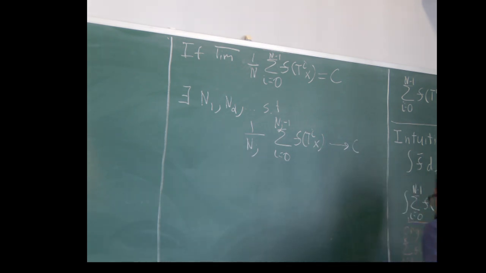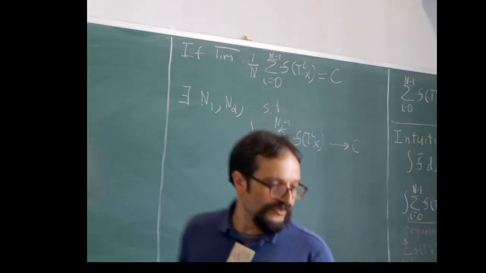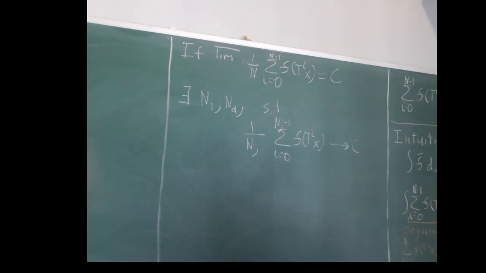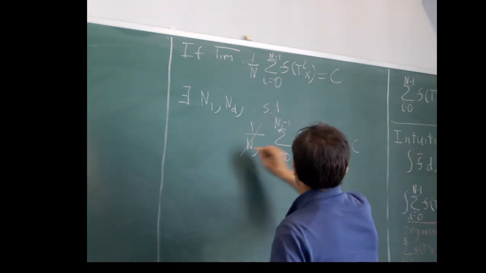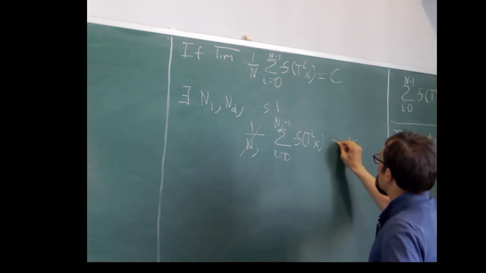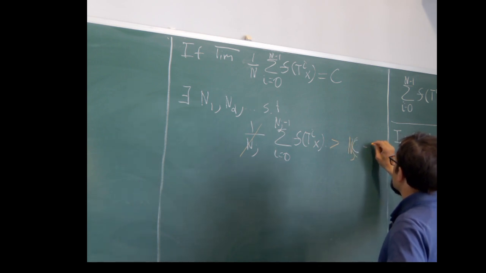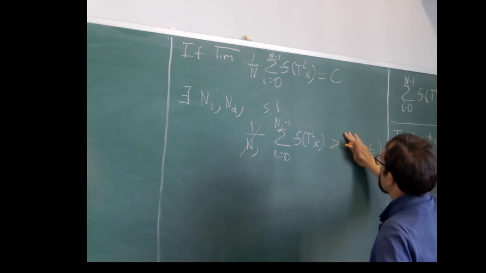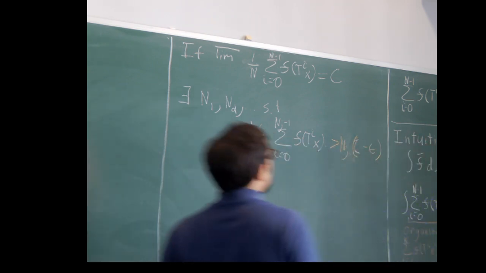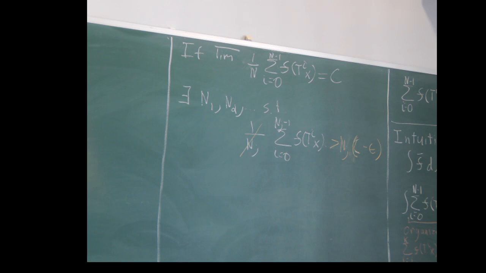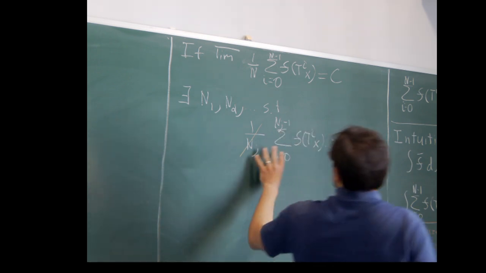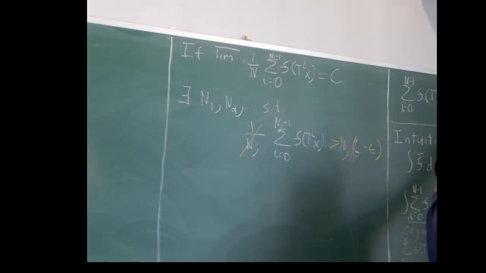Now, of course, I can multiply through by n sub j. Did orange work? The color I used there? Yeah, orange was a good color. So what I can do is multiply through by n sub j, and I can say this is bigger than n sub j times c minus epsilon. Let's reorganize so it looks better. Everybody okay with that? And that will be true for all large enough j. So that's the reformulation in terms of what was written over here.